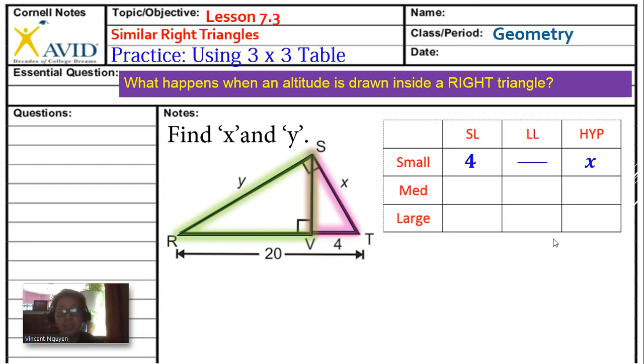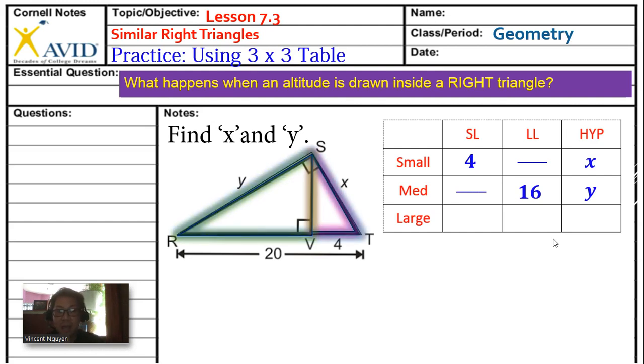Long leg is not 20. 20 is the whole thing. So long leg is actually the rest of that, right? So it's 4, and then the whole thing is 20. So the rest of that must be 16, right? So the long leg for this one is actually 16. I almost fell for that trick. So it's 16 and then y.